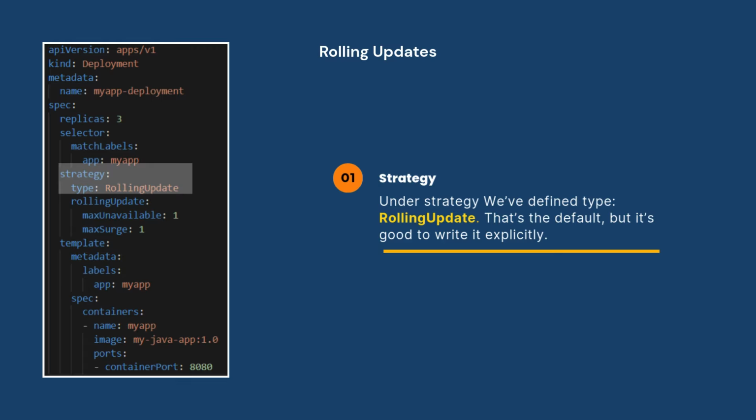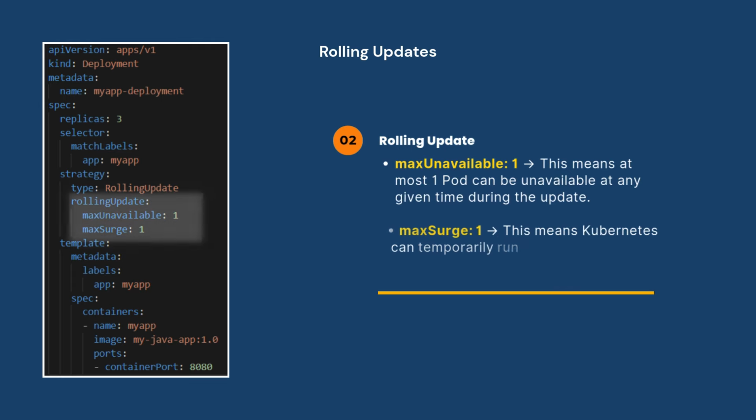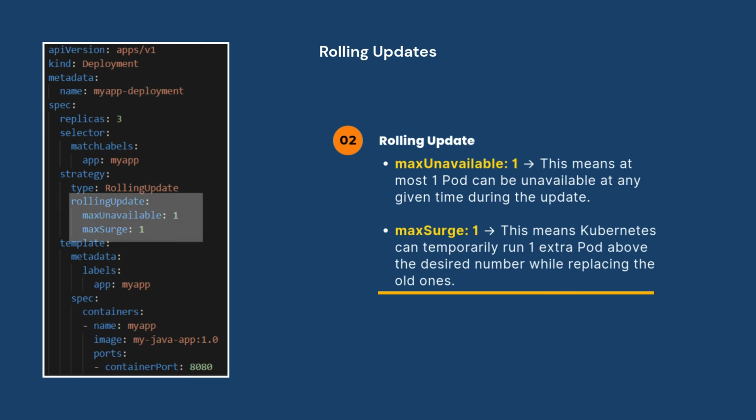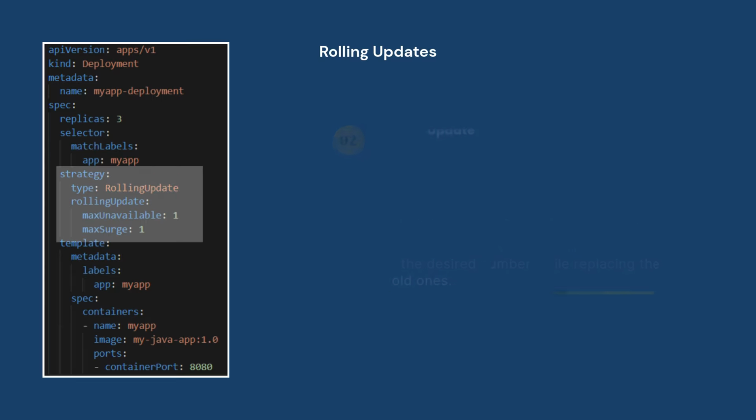That's a default, but it's good to write it explicitly. Inside rollingUpdate, we have set 2 fields: maxUnavailable and maxSurge. maxUnavailable is set as 1. This means at most one pod can be unavailable at any given time during the update. maxSurge is also set to 1. This means Kubernetes can temporarily run one extra pod above the desired number while replacing the old ones.